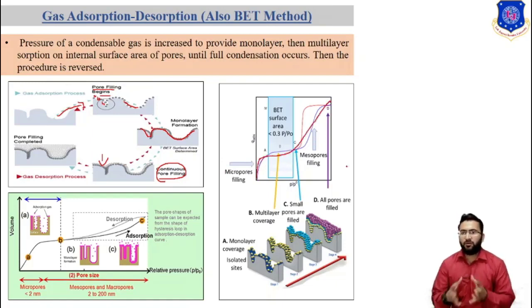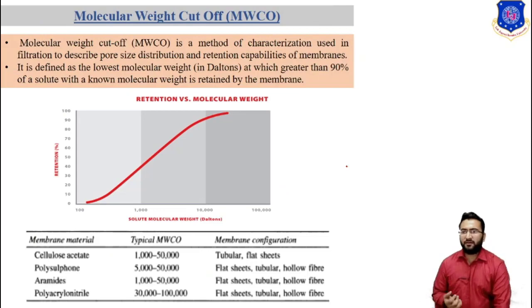So this is all about the BET method, which is used to find out the pore volume of a membrane, and it is also used to find out the porosity of any catalyst. Now let's discuss the next method, which is molecular weight cutoff.